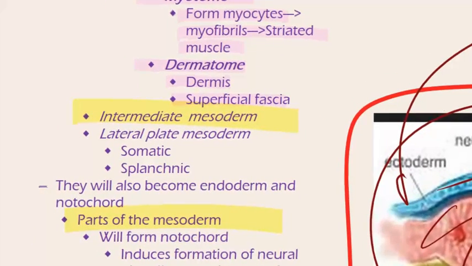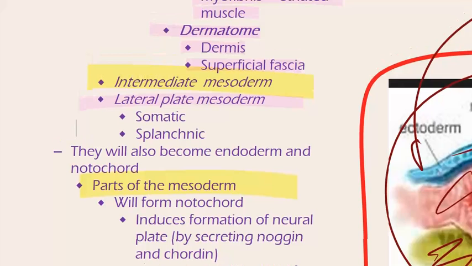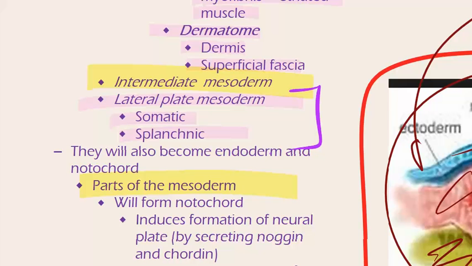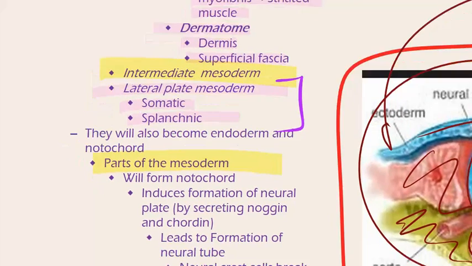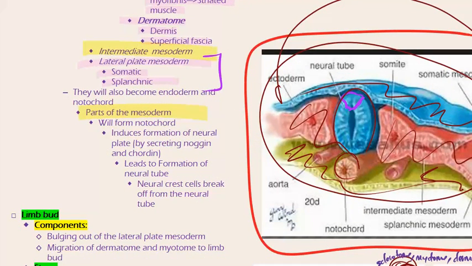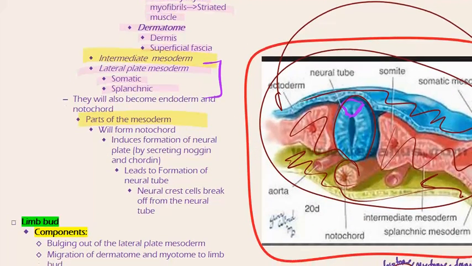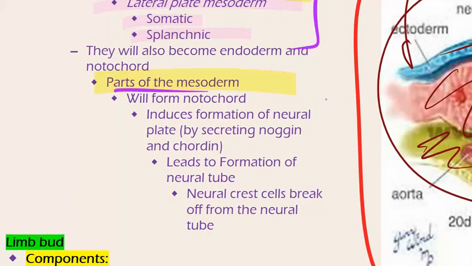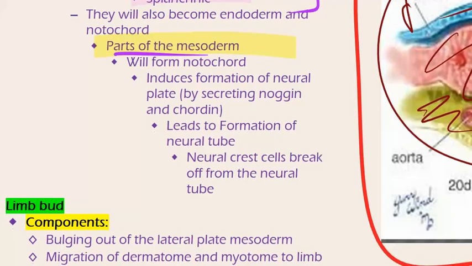Then we said we had the lateral plate mesoderm, which has a somatic and a splenic part. What is important about the lateral plate mesoderm is that it's what actually evaginates to form your upper and lower limb bud. So the lateral plate mesoderm would be moving out to form the bulges. Then we already talked about the endoderm and the notochord. The notochord forms from the mesoderm. We already talked about that.